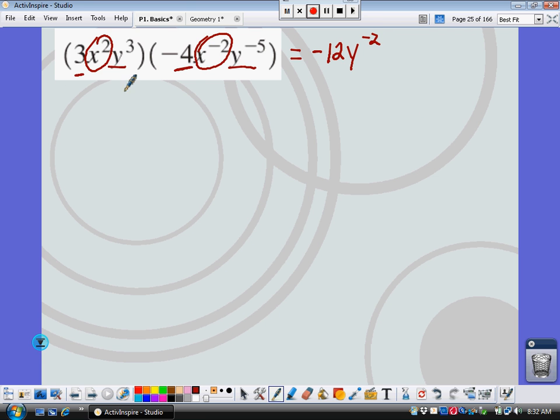Or again, you could have thought of it as this. Bring the y to the bottom. You've got 5 y's on bottom, you have 3 y's on top. You're left with 2 y's on bottom. How do I leave my answer?